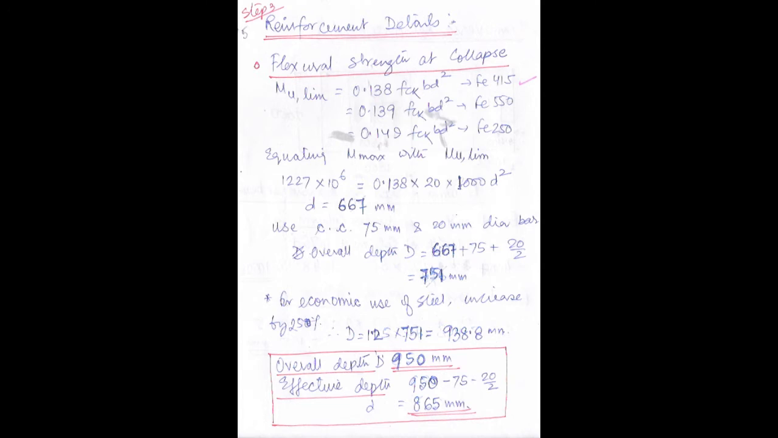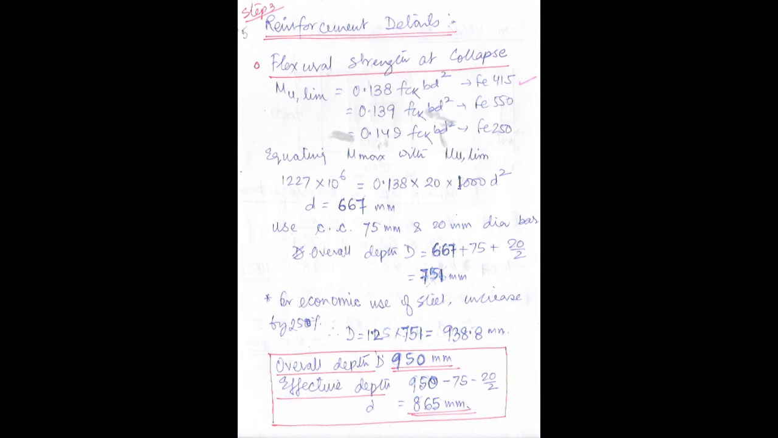You read the question, what value of steel they have told. So here they have told that you use Fe 415, so we will take that equation. I have put a tick mark, that's 0.138 fck bd². This value we have to equate with the maximum bending moment. So M max is coming as 1227 into 10 raised to 6.